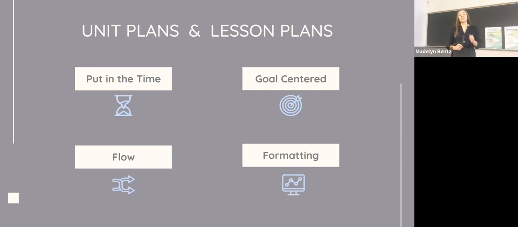The first one is putting in the time and effort early on is going to be so worth it when it comes to unit and lesson planning and making sure that I have my stuff together and that things are organized and flowing. Next, making sure I am goal-centered. It sounds self-explanatory, but until I had someone explicitly tell me this, I was being so inefficient and unorganized in how I plan. There should be a flow to what I'm doing. If I don't understand the flow and how things connect, how am I supposed to expect the students to understand the flow and how things connect?